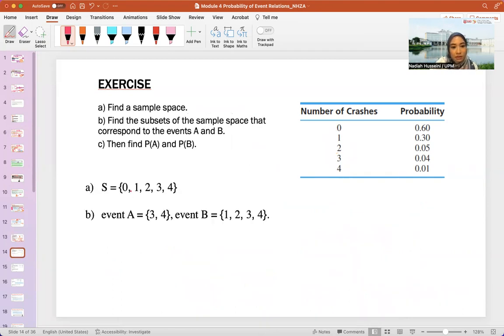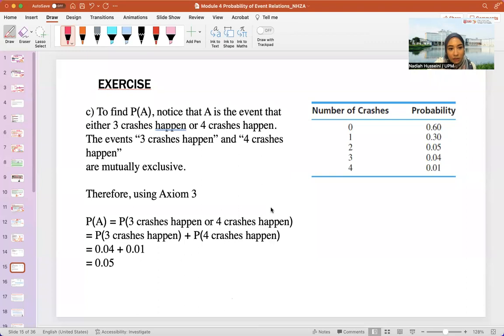So this is S, the sample space is 0, 1, 2, 3, 4, was correct. So all of this that contributes to the total probability of 1 is your sample space. And event A is 3 and 4, and event B is 1, 2, 3, 4, correct? The answer here is to find the probability of A occurring. Notice that A is the event that either 3 crashes happen or 4 crashes happen. Okay, we know this. The events 3 crashes happen and 4 crashes happen are mutually exclusive.